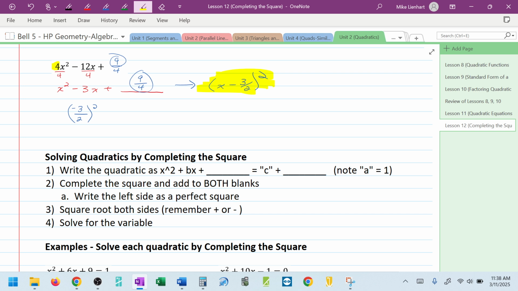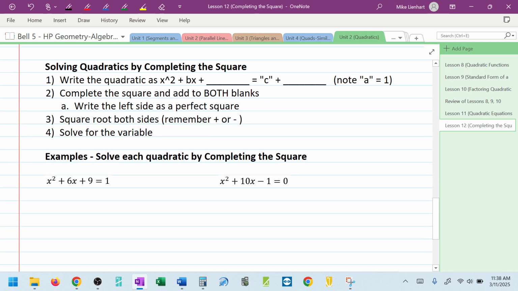So let's finish this lesson up by now taking what we've learned, the square root technique, and this concept of completing the square, and trying to put it all together into a problem.